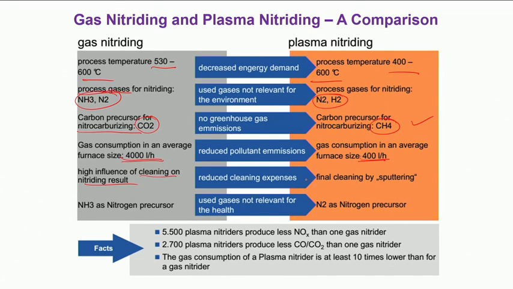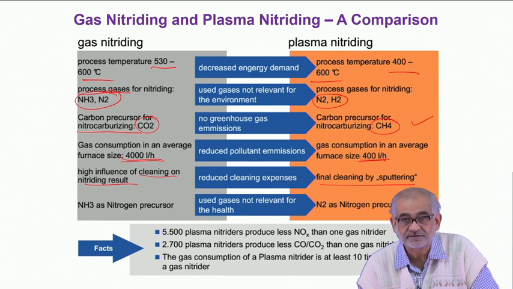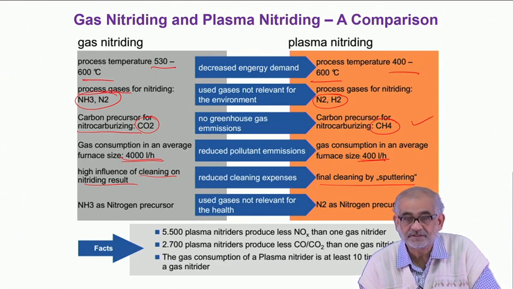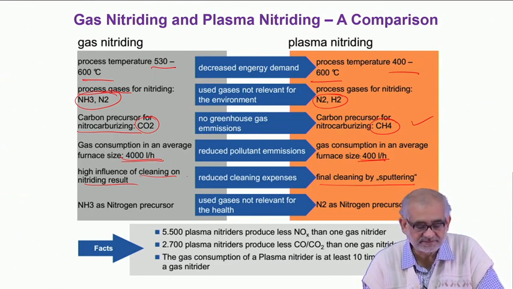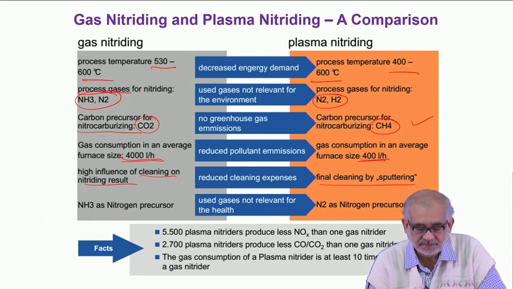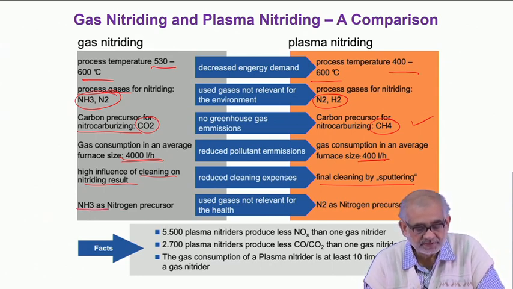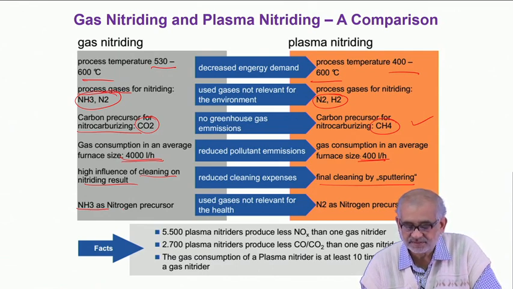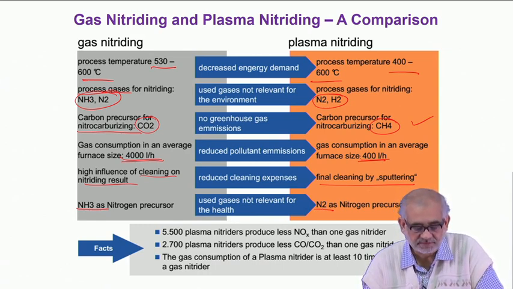So we want to clean, and in case of plasma nitriding, this is much easier because we can reverse the polarity of the electrodes and then allow sputtering of ions or atoms from the surface, and that's how we can clean a few atomic layers from the surface. So there's no separate cleaning required. It can be done in situ in the chamber itself. In gas nitriding we are using ammonia as a precursor, and in plasma nitriding we are using only nitrogen as precursor. So there's no health hazard involved at all.